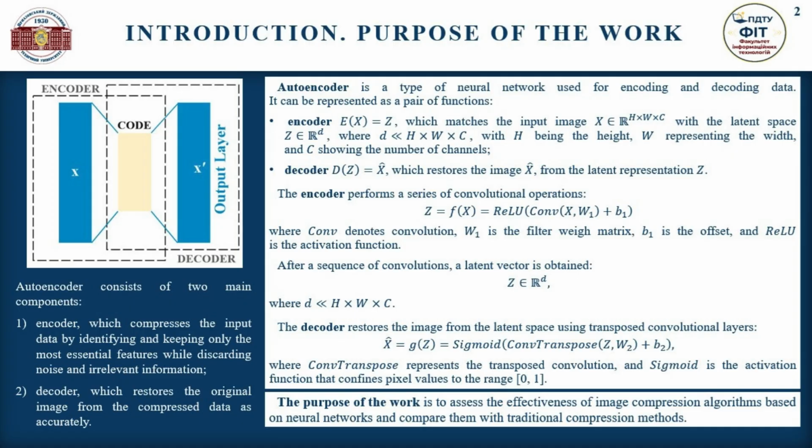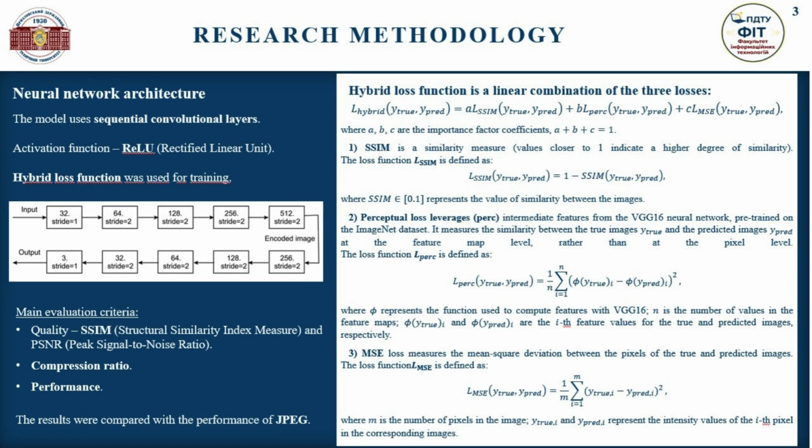To train the model to correctly identify image features and achieve optimal reconstruction quality, a hybrid loss function is employed. This function combines three components: SSIM loss, perceptual loss based on VGG16, and MSE loss. Hybrid loss function enables balancing between numerical precision, structural similarity, and high-level features.